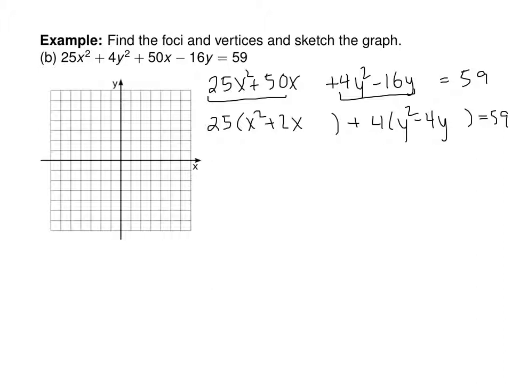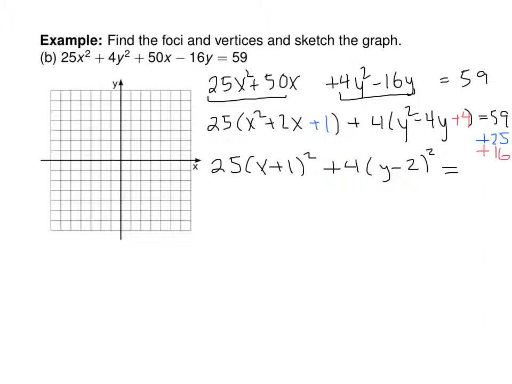Okay, now we're going to add half of 2 squared. So half of 2 is 1, 1 squared is 1, so plus 1. We've actually added 25, so add 25 to the other side. The next one, half of negative 4 is negative 2, and negative 2 squared is 4, so add 4. We've actually added 16. That gives us 25 times x plus 1 squared plus 4 times y minus 2 squared equals, so 59 plus 25 plus 16 is actually 100.